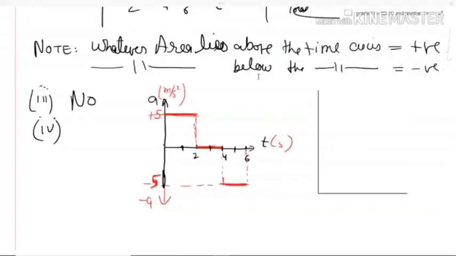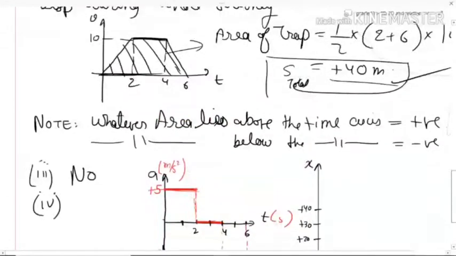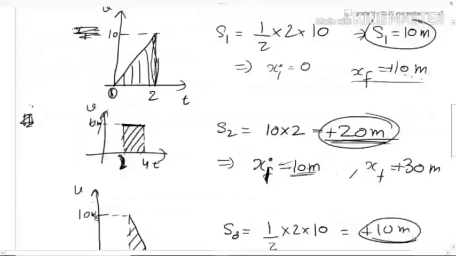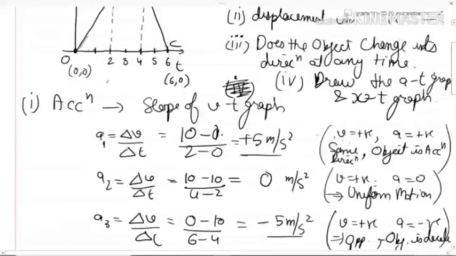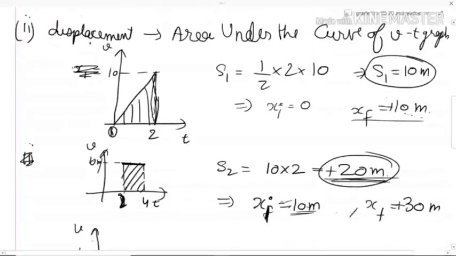So now you need to draw the position time graph as well. How do you draw the position time graph? Can you see again the times will be 1, 2, 3, 4, 5, 6. I'll draw all the time instants, and here I'll draw plus 10, then plus 20, then plus 30, and then plus 40. Can anyone tell me at the end of 2 seconds, what was the displacement? The position was 10 meters from 0 to 10.